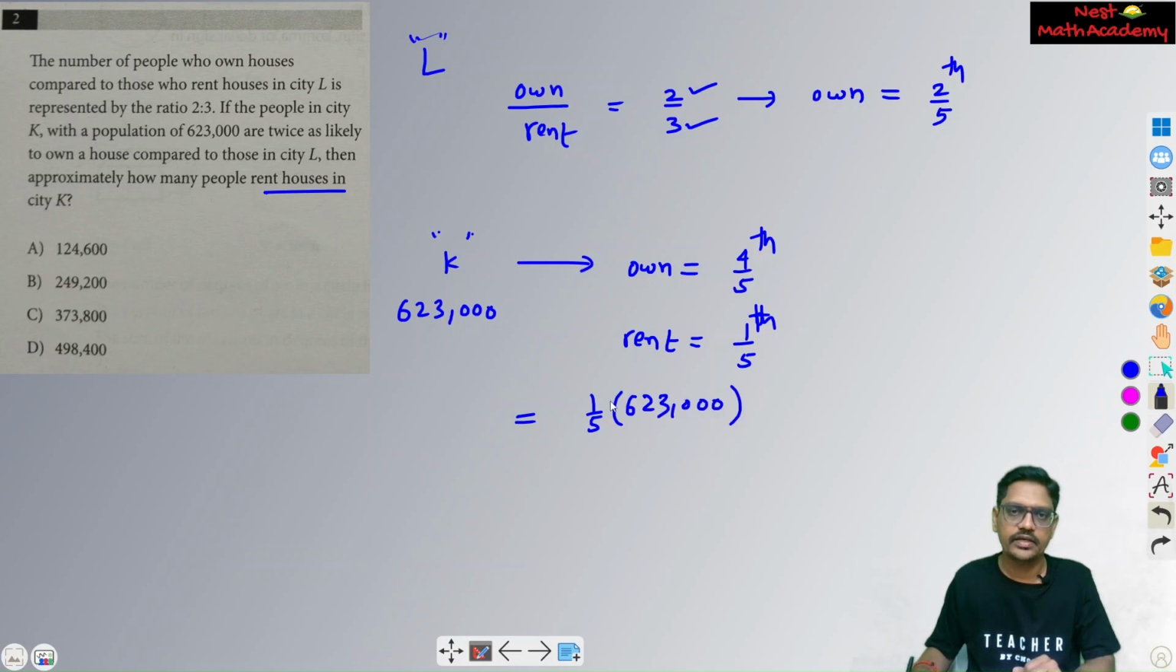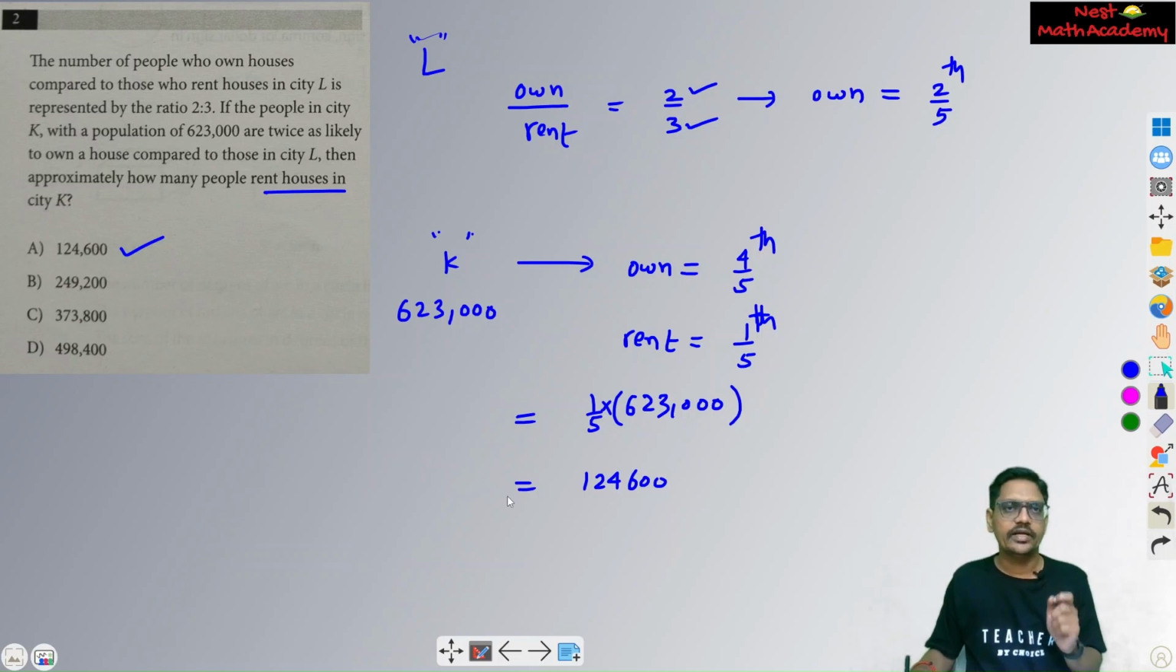623,000. Making sense? 1/5 times this. We need to multiply that to get the required number. So out of the options, this is 6,000. 1/5 of that is a little more than 100k. So out of the options, option A is the only one which is nearest. The remaining are all very high. You can calculate also, but you can see that option A is the closest one. There is nothing else which is nearby. So option A must be the answer.